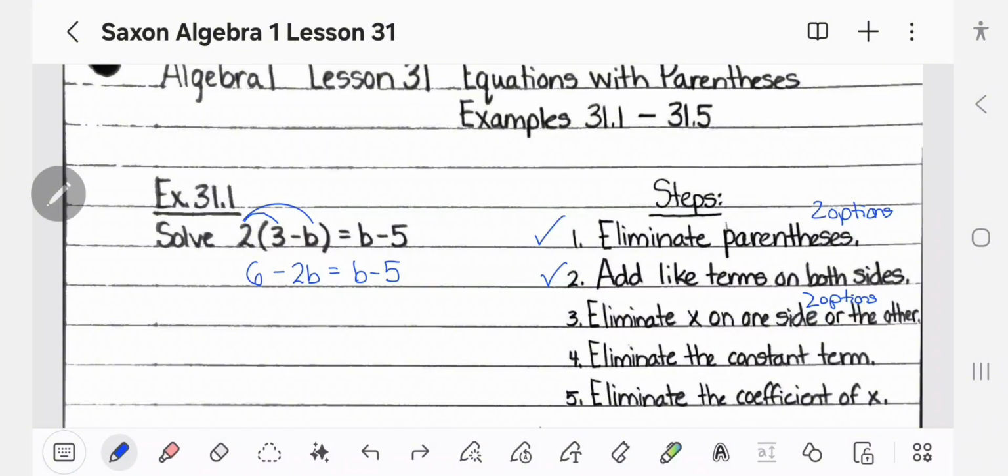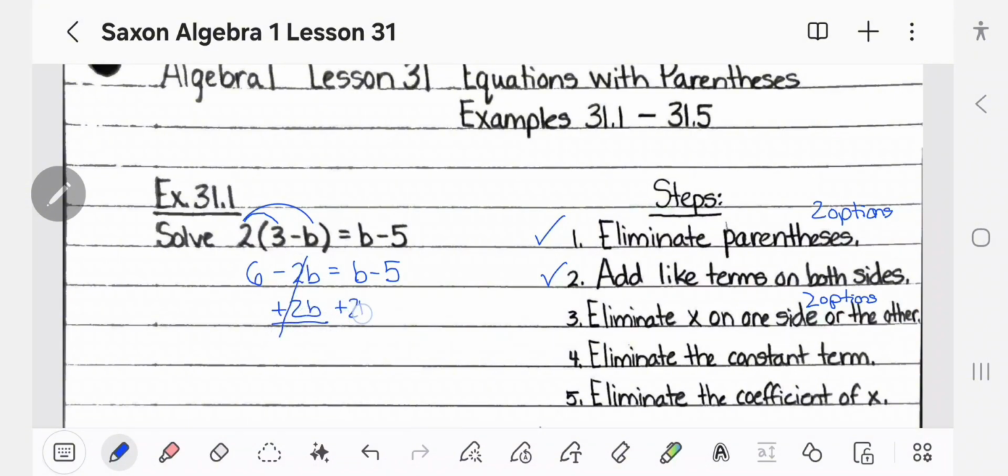Let me show you what your two options are. You could try to get rid of the minus 2b by adding 2b to both sides of the equal sign, or you could get rid of the b by subtracting b and then doing the same thing on both sides. So for this one, you could add 2b to both sides or subtract b from both sides. Personally, like we've talked about before, I do better adding because I make less errors. So I'm going to choose to add 2b so that this cancels.